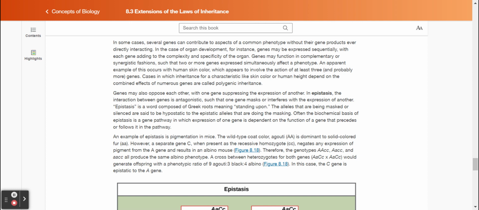Genes may also oppose each other, with one gene suppressing the expression of another. In epistasis, the interaction between genes is antagonistic, such that one gene masks or interferes with the expression of another. Epistasis is a word composed of Greek roots meaning standing upon. The alleles that are being masked or silenced are said to be hypostatic to the epistatic alleles that are doing the masking. Often, the biochemical basis of epistasis is a gene pathway in which expression of one gene is dependent on the function of a gene that precedes or follows it in the pathway.